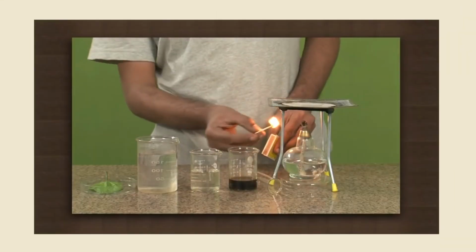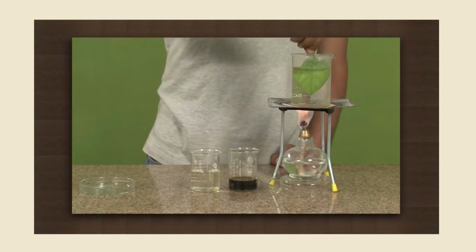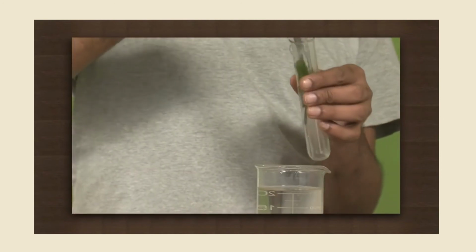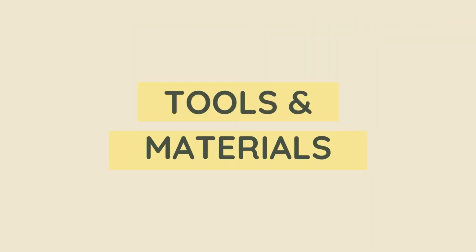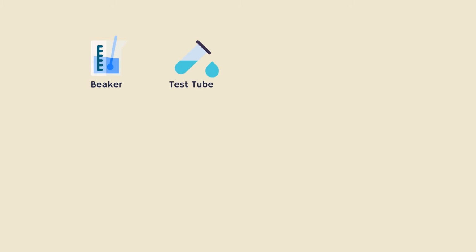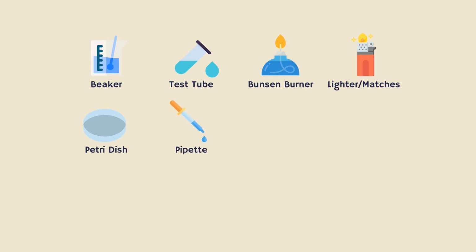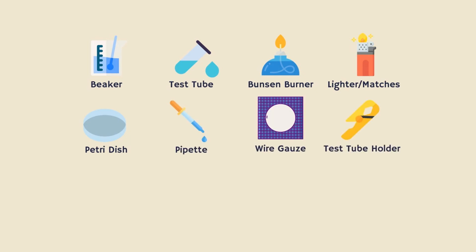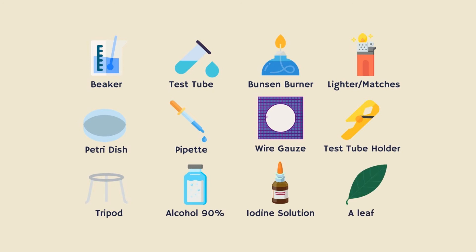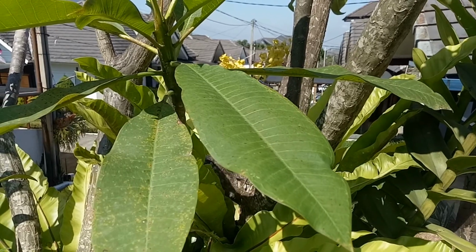The experiment is called the Starch Proving Experiment, and because we cannot conduct the experiment in the classroom, I have provided a video that will show you how the experiment was done. The tools and materials that we need are a beaker, a test tube, a Bunsen burner, matches, a petri dish, a pipette, a wire gauze, a test tube holder, a tripod, alcohol 90% solution, iodine solution, and of course, the hero of the day, a leaf that has been exposed to the sun for hours.